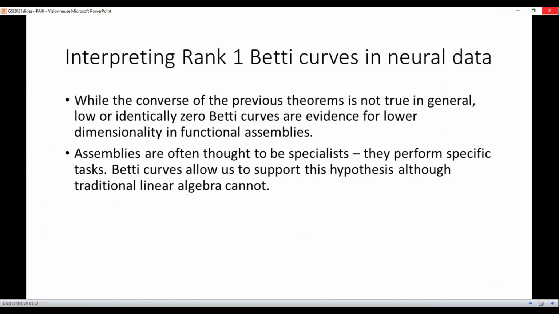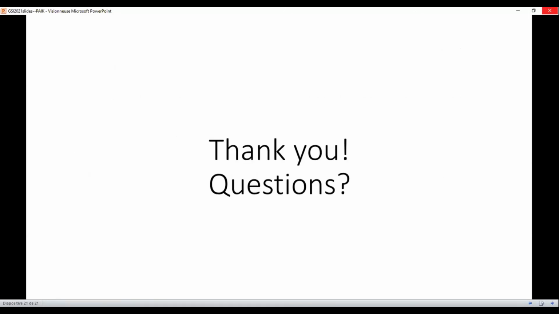And so as I end, interpreting this from the neuroscience perspective, the previous theorems of the identically zero Betti curves are evidence for this lower dimensionality of the correlations, or maybe the structure of the assemblies. And this is in line with the way assemblies are thought to work in the brain. Assemblies are thought to be like specialists. They perform specific tasks, and these specific tasks are a lower dimensional thing. So Betti curves allow us to support this hypothesis. And so thank you. And any questions?